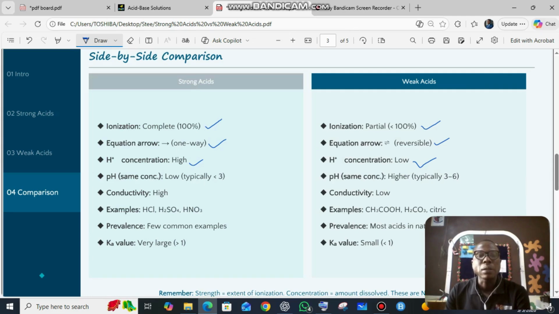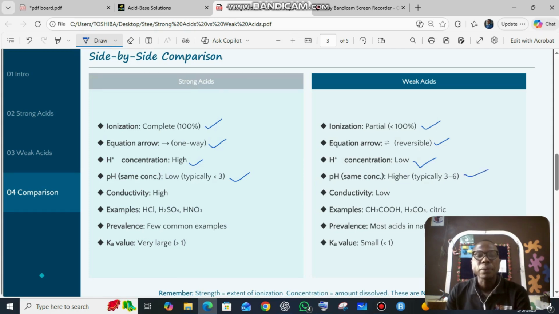Then the pH of strong acids is usually very low. They are typically less than 3. Note that the pH ranges from 1 to 14, so acids lie between 1 and 6. For strong acids, it is usually less than 3. Then for weak acids, the pH value is usually between 3 and 6.